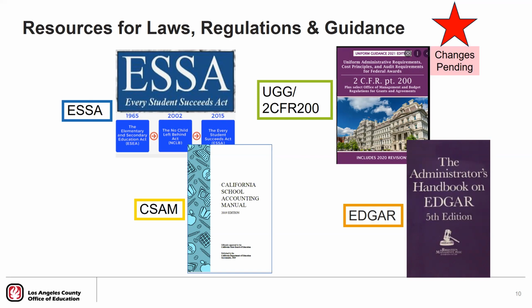The Uniform Grants Guidance is another name for the Code of Federal Regulations, which includes the requirements for all federal education programs. The CSAM is the California School Accounting Manual, which is the state's guidance for the fiscal accounting and determinations. And the EDGAR. The EDGAR is the Education Department General Administrative Regulations. This is the handbook that's based on the Uniform Grants Guidance and provides additional requirements and clarifications for programs operated by the Education Department.